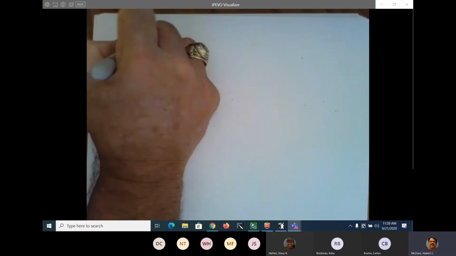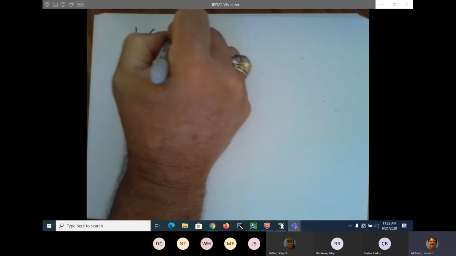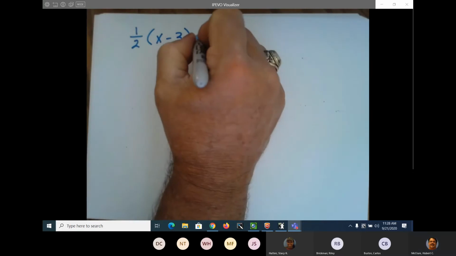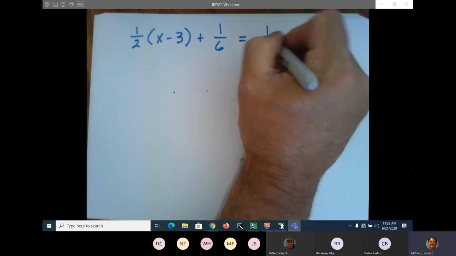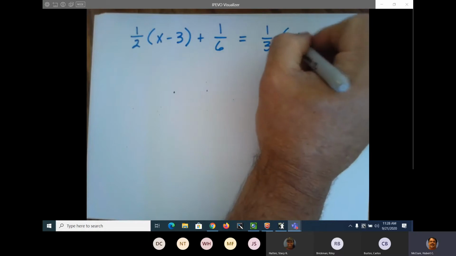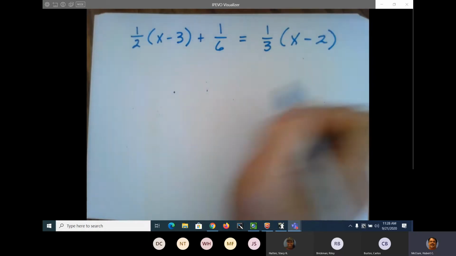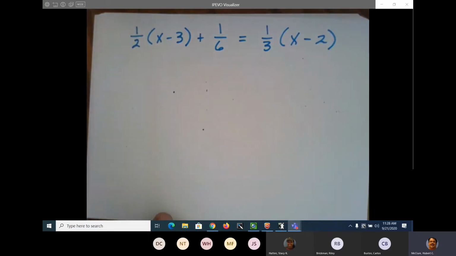1/2 times x minus 3 plus 1/6 is equal to 1/3 times x minus 2. And of course, what should we do before we even start this one? Quit. Why should we quit? Come on, go ahead and say it. Why should we quit this problem?